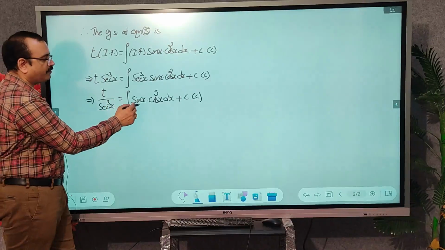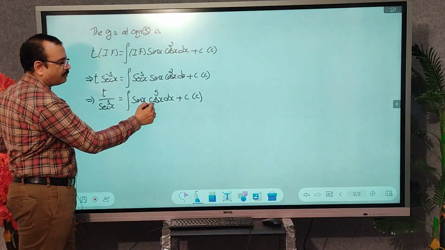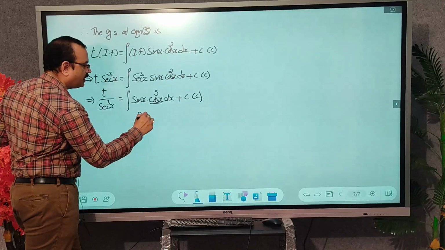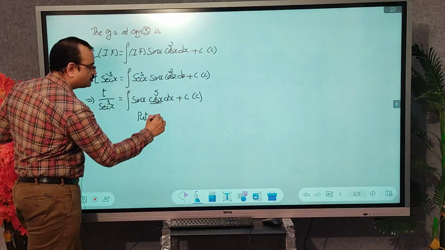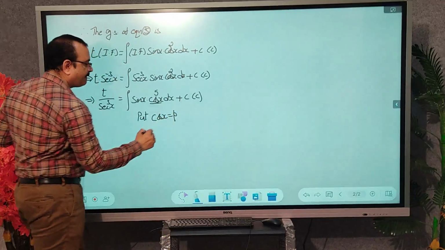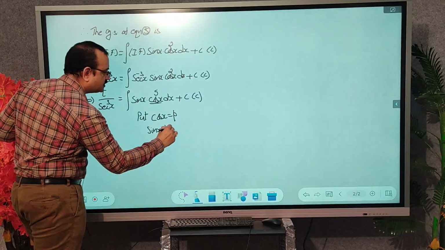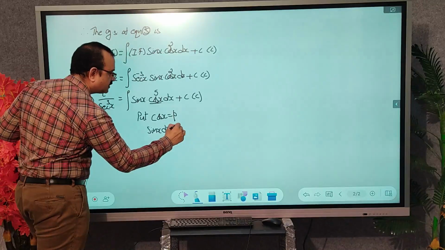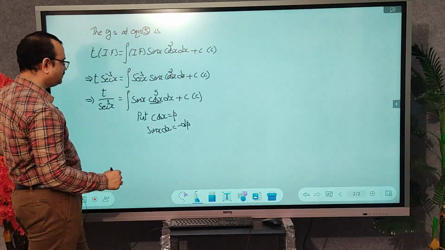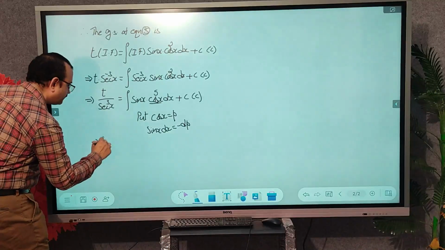So integral of f dash x into f of x, like that we can apply that formula directly. Or otherwise, if we don't remember that formula directly, then at least we can take, so you just replace cos x is equal to some p. Then we will get minus sin x dx is equal to dp, in the sense sin x dx is equal to minus dp, okay.